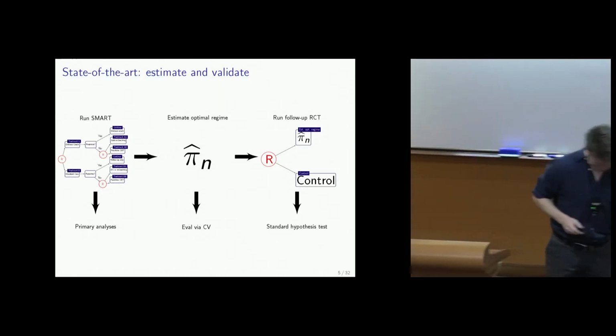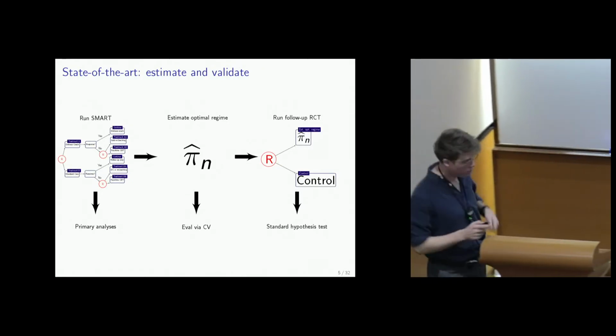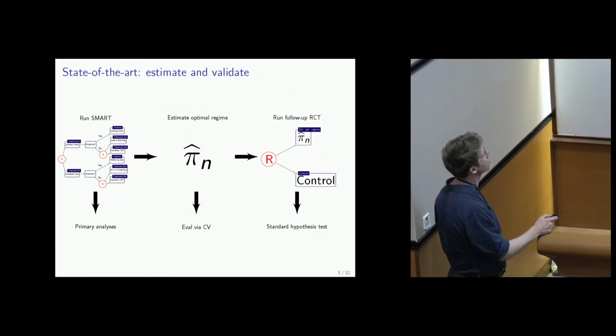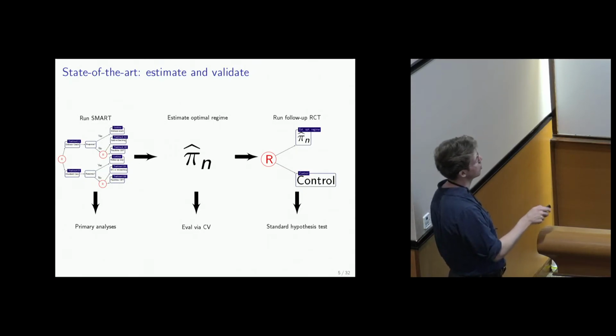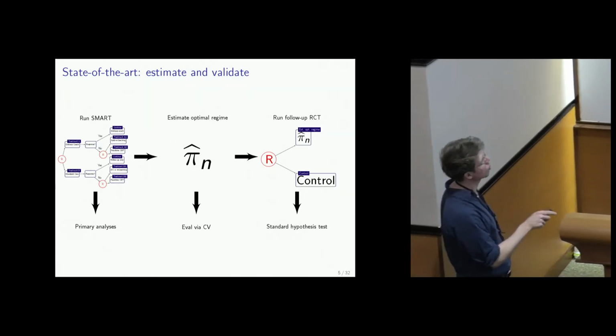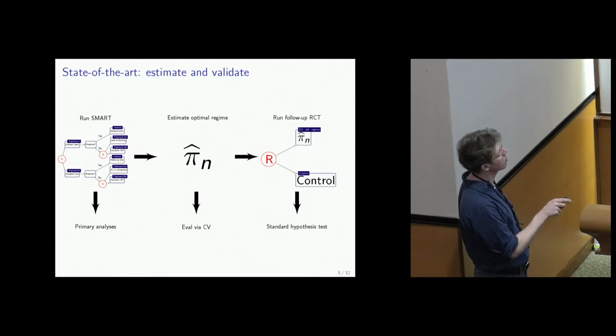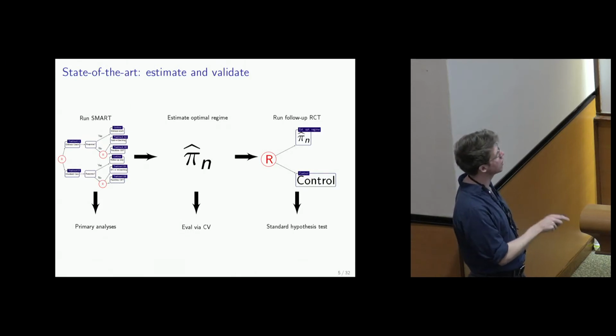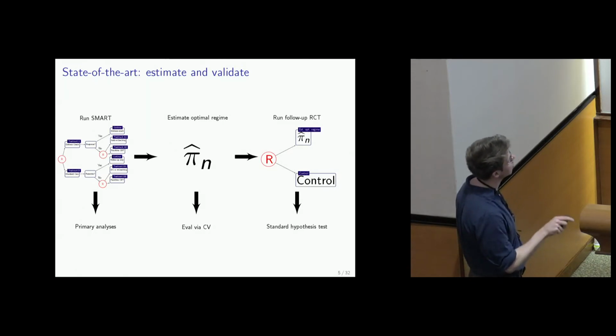Okay, so the standard approach goes like this. As I said, we power the SMART for some primary analysis of comparison of two fixed treatment sequences, say. We estimate an optimal regime and evaluate it perhaps using cross-validation. And then we still want to know something about the value of this optimal regime. So then we run a follow-up study comparing the estimated adaptive decision rule to some control. And this also can be done using standard inference and power calculations.